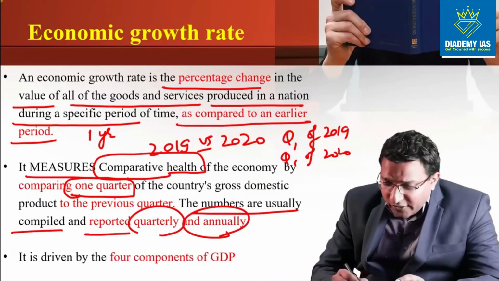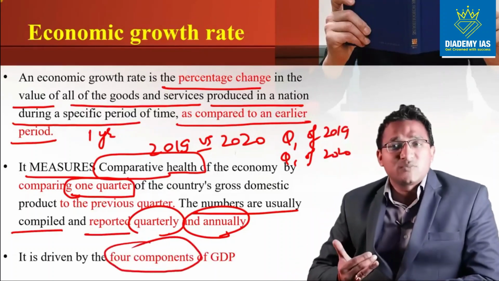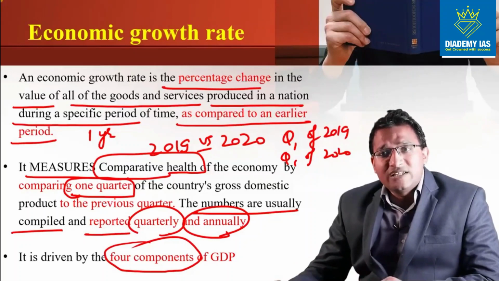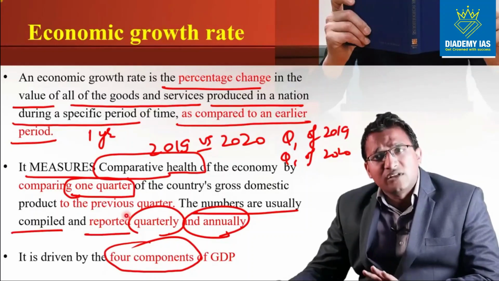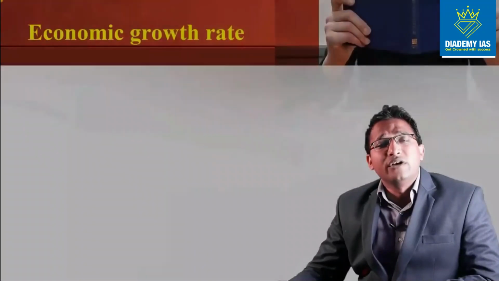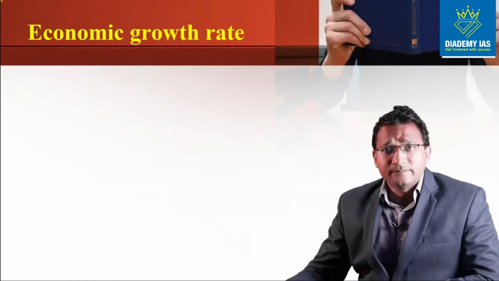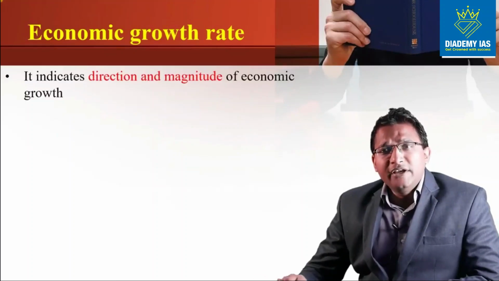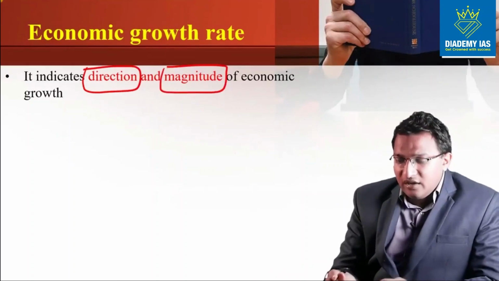It is driven by 4 components of the GDP. We have already seen the private final consumption expenditure, the government final consumption expenditure, the net investment, and finally the net exports. So these are the 4 components which drive the economic growth. And if GDP has to increase, if growth has to happen, then one or more of these variables has to increase. We have already seen different kinds of growth: the consumption led growth, the investment led growth, and export led growth. It indicates the direction and magnitude of the economic growth.